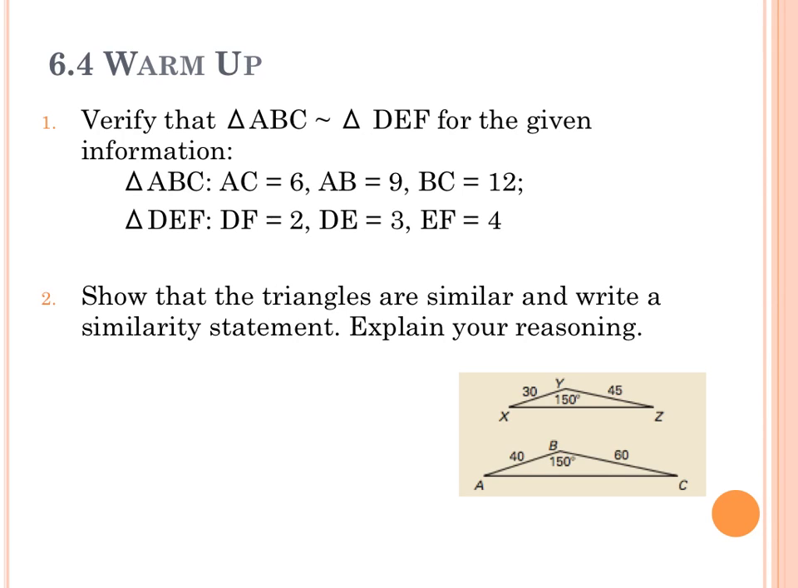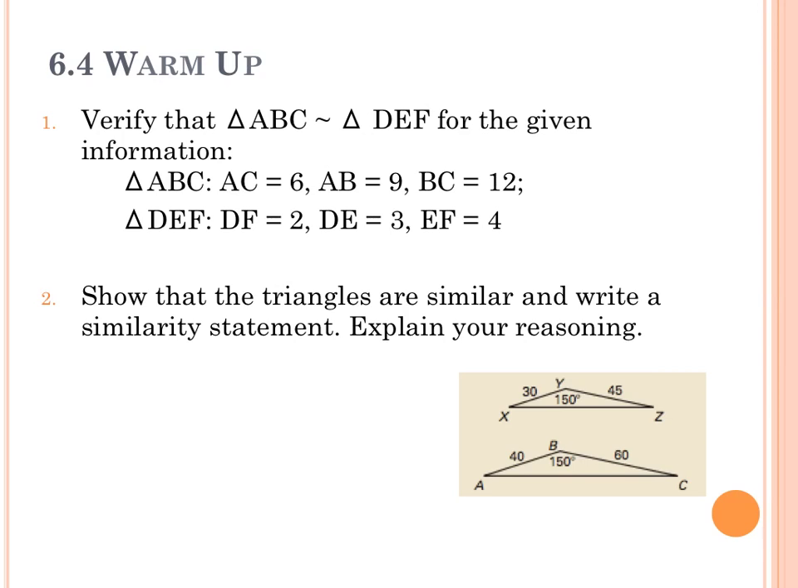So in 6.4, we've learned the other two shortcuts to proving that triangles are similar, which are what? What are the new acronyms, Emily? Side, angle, side. And? Side, side, side. So side, angle, side says two pairs are proportional, and the angle where they meet are congruent, right? And then side, side, side, all three sides.